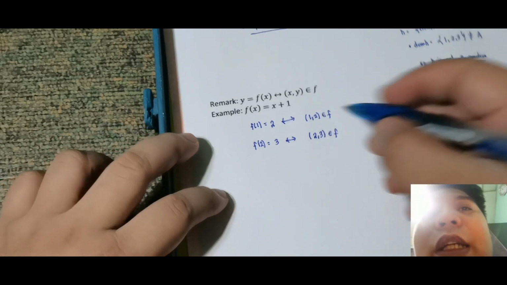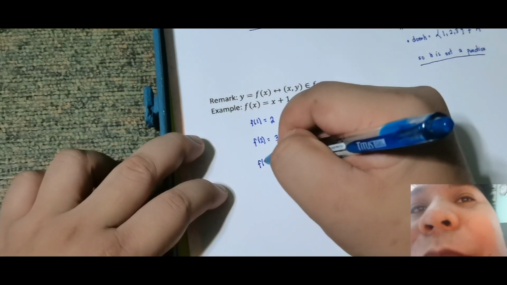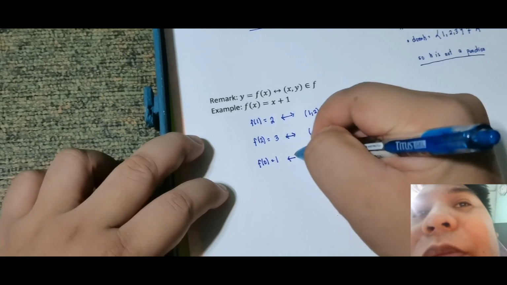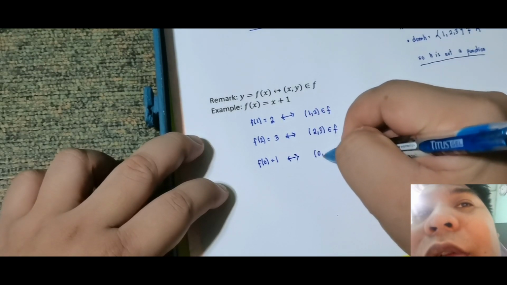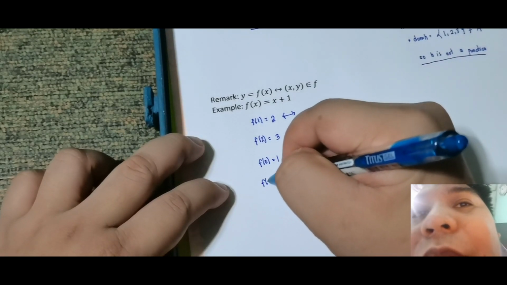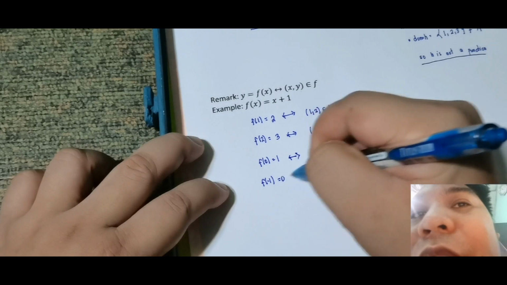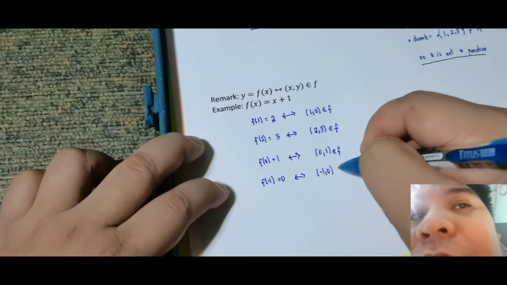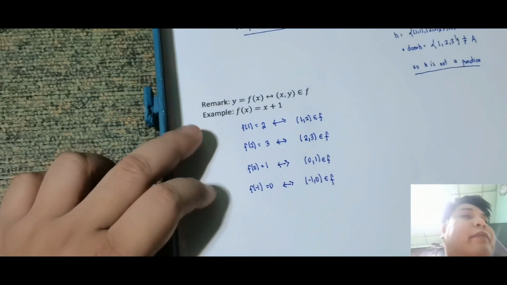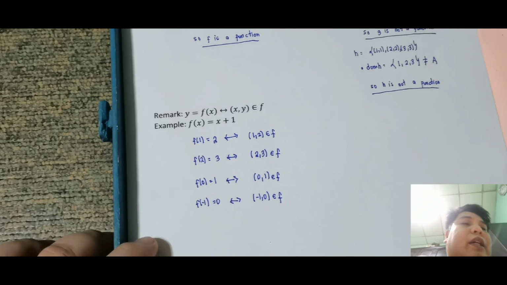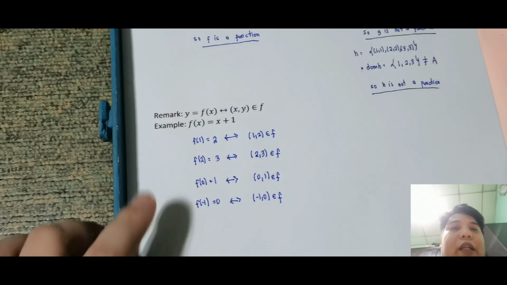Ganun lang maglagay. Lastly, kunwari f of negative 1 o f of 0. f of 0 is 1 based sa function. So that is if and only if 0, comma 1, is an element of f. f of negative 1 is 0. That is if and only if negative 1, comma 0, is an element of f. Okay, ganyan lang siya kasimple. Ito naman yung other way para ma-represent natin as set or as ordered pair yung ating function. Hoping na-get nyo itong part na to.